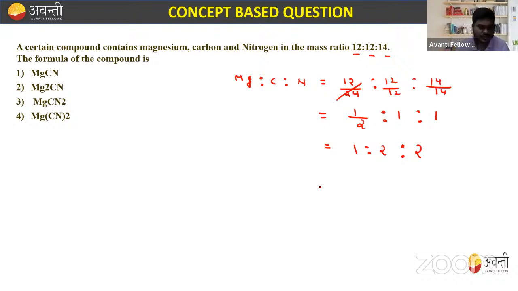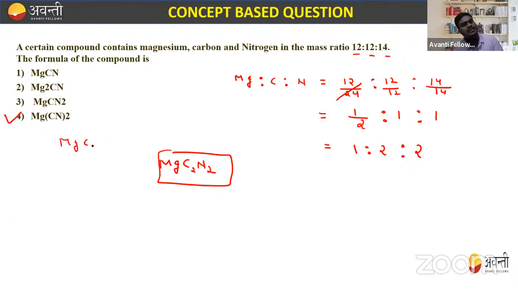Is it clear to you? 1 : 2 : 2. So what is the formula? Mg is 1. Carbon is what, beta? Carbon is 2 and N is also 2. So which one is correct? Mg C2 N2. Yeah, this one. Option D. So this is correct. I hope this is clear to you. This is a very simple question. A certain compound having mass ratio is given, you just calculate the moles, and by knowing the moles, you can easily calculate this value as well. Okay. So I hope this is clear to you.